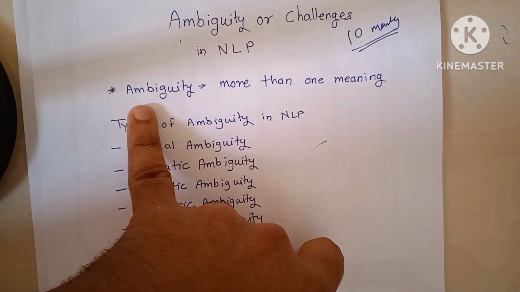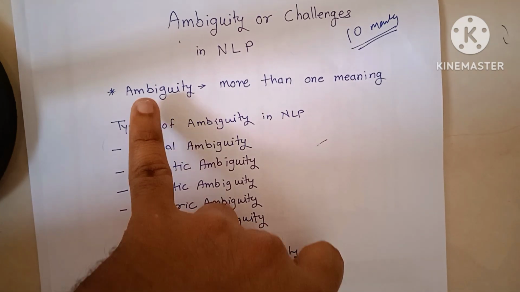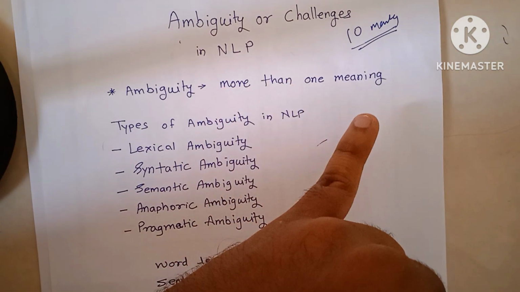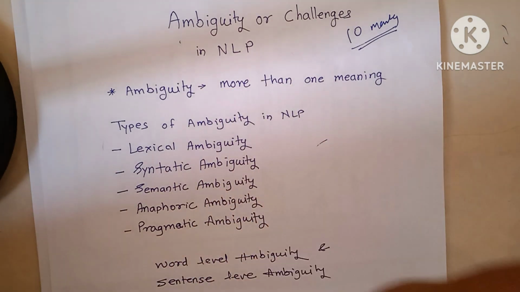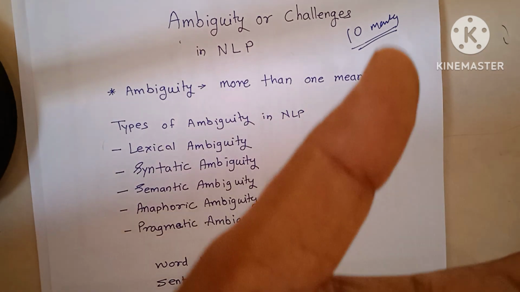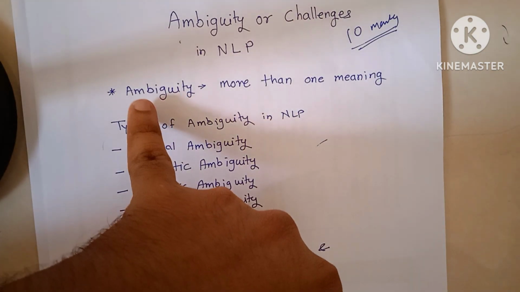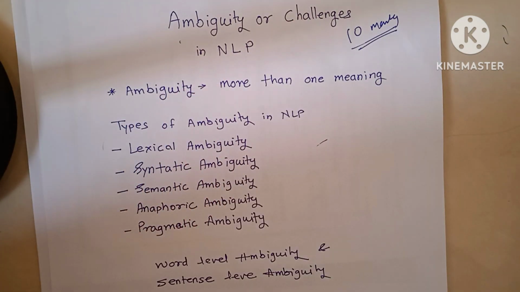First we understand the meaning of ambiguity. Ambiguity is nothing but a particular word or a particular sentence having more than one meaning. It can be two meanings, it can be three or more than that. So we have to find the exact meaning to process further. For that we have to remove the ambiguity, and for removing the ambiguity we need to know what the ambiguities are. So ambiguity is more than one meaning of a word or any kind of sentence.